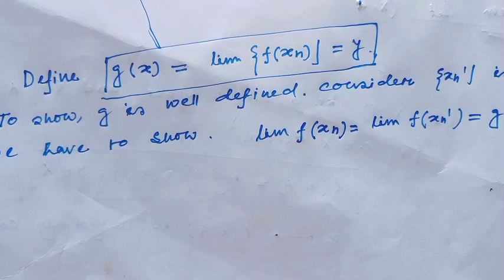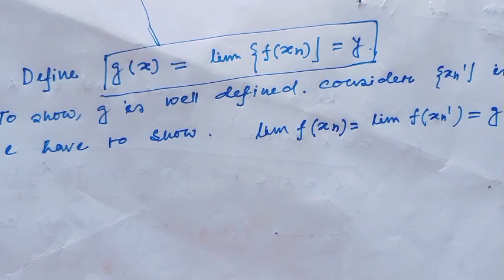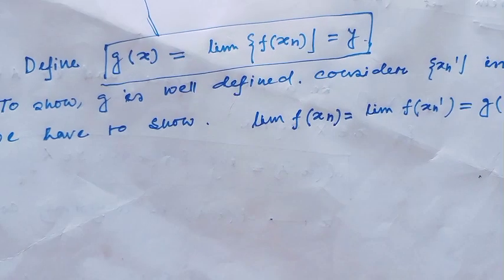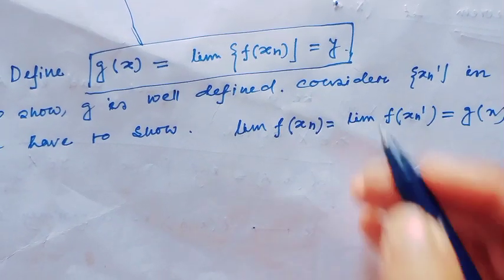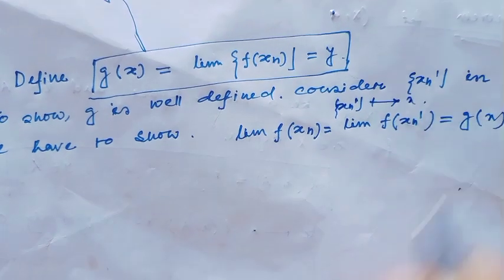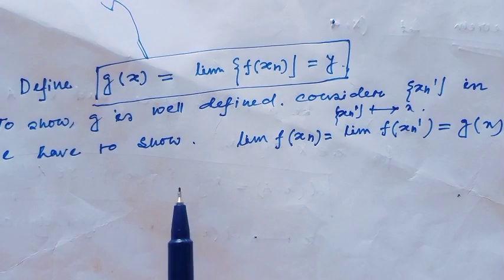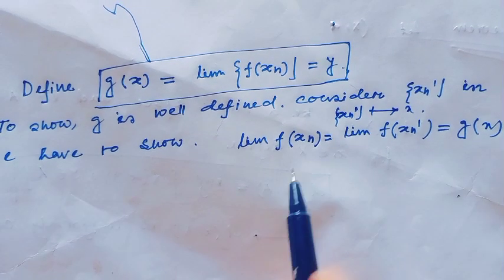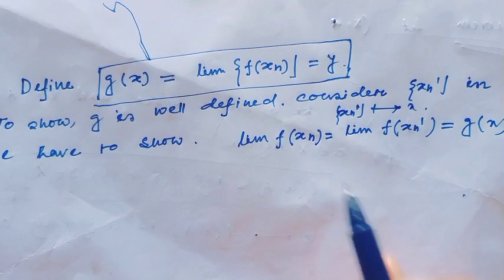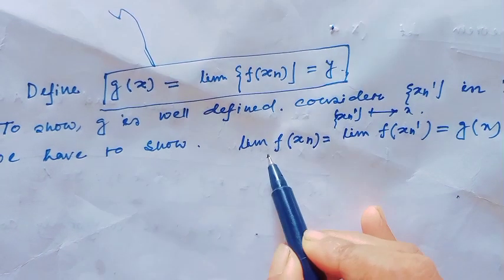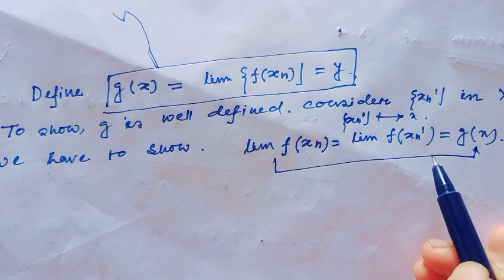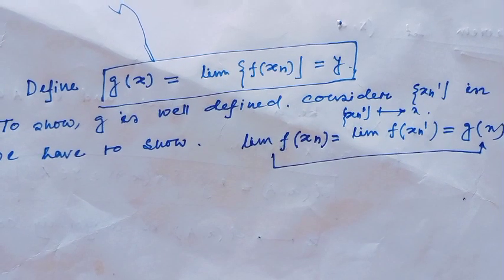Now I will say this g is well defined. For this, consider another sequence in the metric space X which converges to the same limit x. Then we have to show that limit f(xn) equals limit f(xn dash) equals g(x). We all know limit f(xn) is equal to g(x), but now we have to show limit f(xn dash) equals g(x).